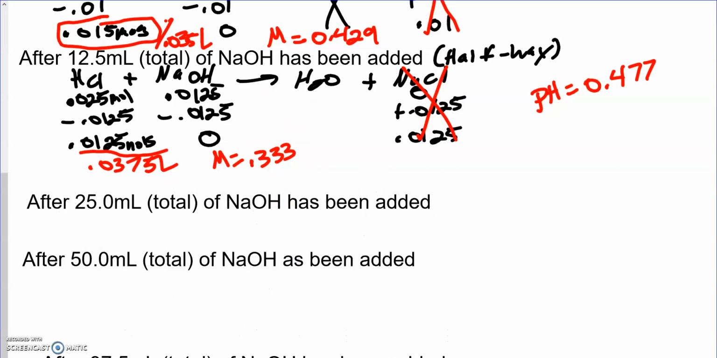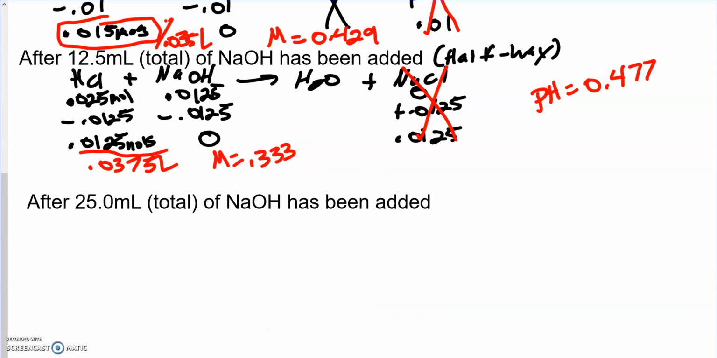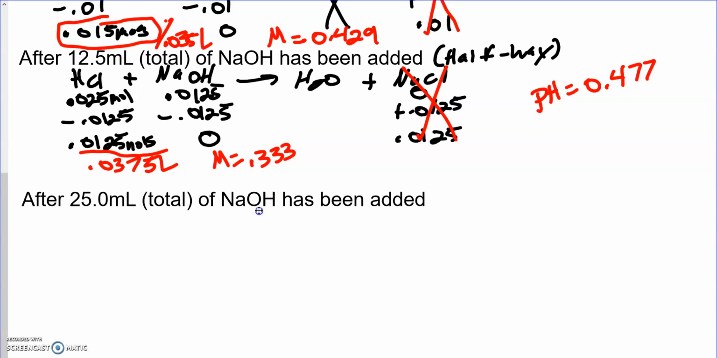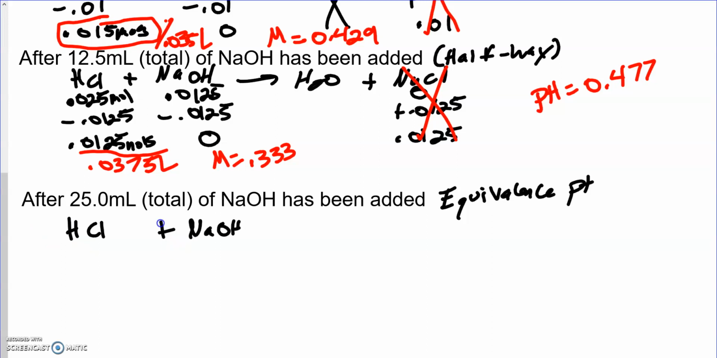Okay, now our next step is to add 25 milliliters of sodium hydroxide. Well, we started with 25 milliliters of hydrochloric acid, and they're both 1 molar. So guess what we've hit here? We have hit the equivalence point, which essentially means we have completely reacted both species. So again, I'm going to hit my reset button. I'm going to start all over, and I'm going to pretend like nothing has reacted at this point in time.